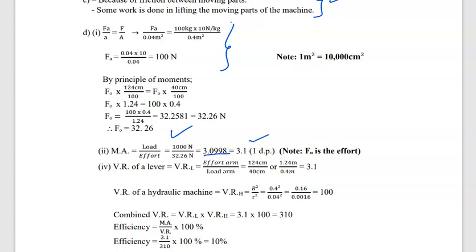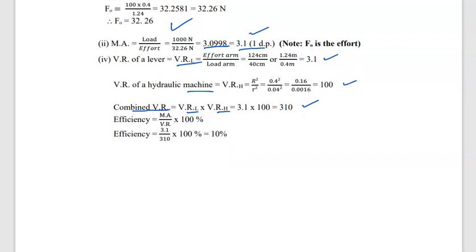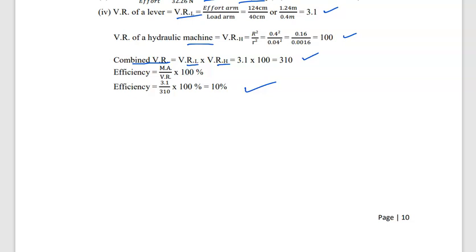You can give it 3.0998 or 1 decimal point. We'll just follow your working. Velocity ratio, you do that for a lever using the method, then use it for the hydraulic machine. Then now you find the velocity ratio for the combined system, VRL multiplied by VRH. Then you come and get the efficiency. So that marks the end.